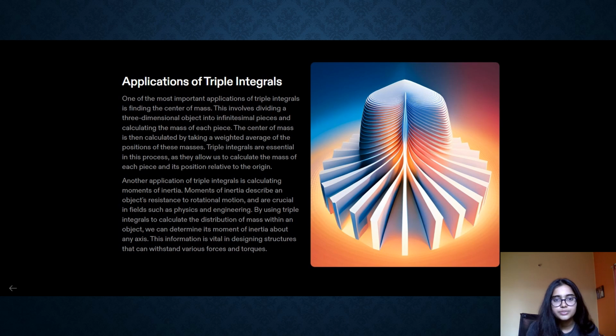Another application of triple integrals is calculating moment of inertia. Moment of inertia describes an object's resistance to rotational motion and is crucial in fields such as physics and engineering. By using triple integrals to calculate the distribution of mass within an object, we can determine its moment of inertia about any axis. This information is vital in designing structures that can withstand various forces and torque.